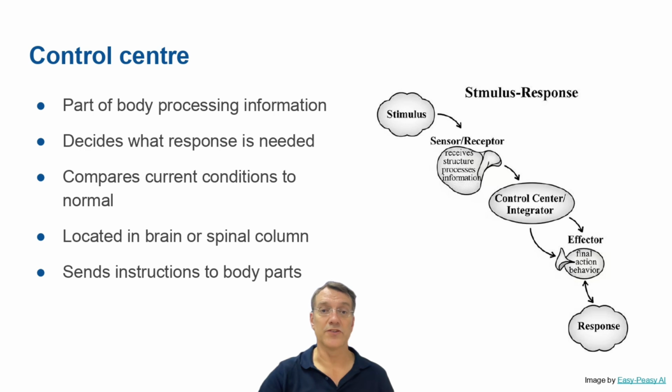Your control center is the part of your body that processes information from the receptors. It decides what response is needed by comparing current conditions to normal, healthy ranges. Control centers are located in your brain or your spinal column, and they send instructions to appropriate body parts. Think of them as your body's decision-making headquarters.